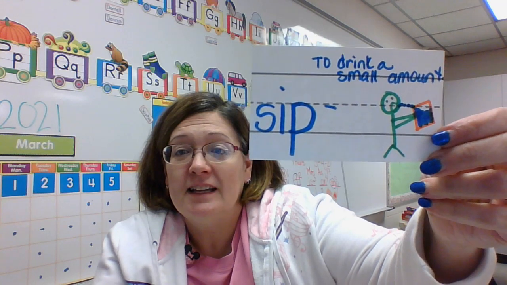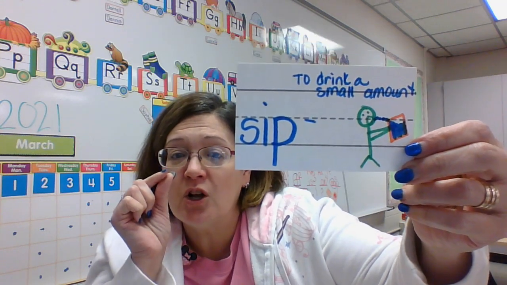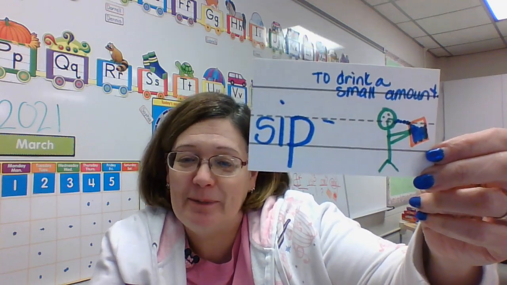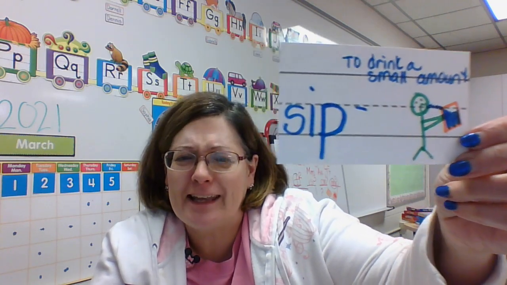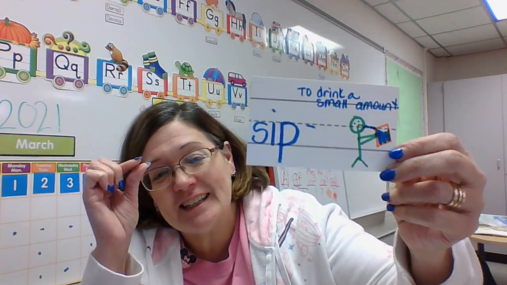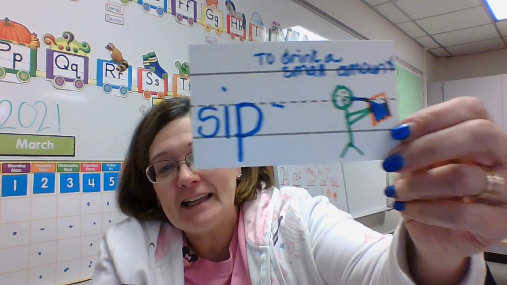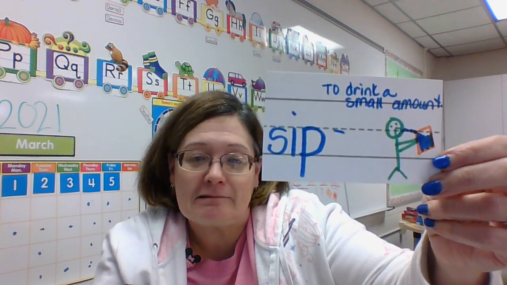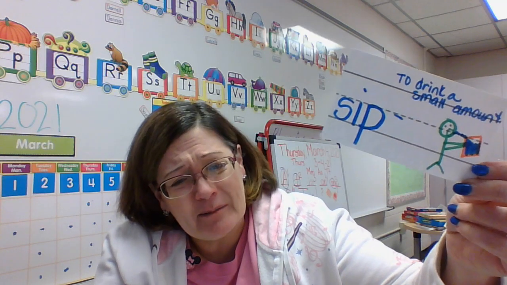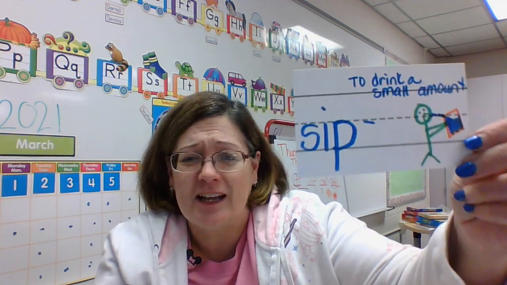Okay, next word, sip. That's to drink a small amount. I was trying to draw it. My picture is a little funny. I was trying to draw a cup and tilting it over to get just a little bit. It's kind of hard to draw sip. I was thinking of like a sippy cup maybe, but I wasn't quite sure how to draw sip.